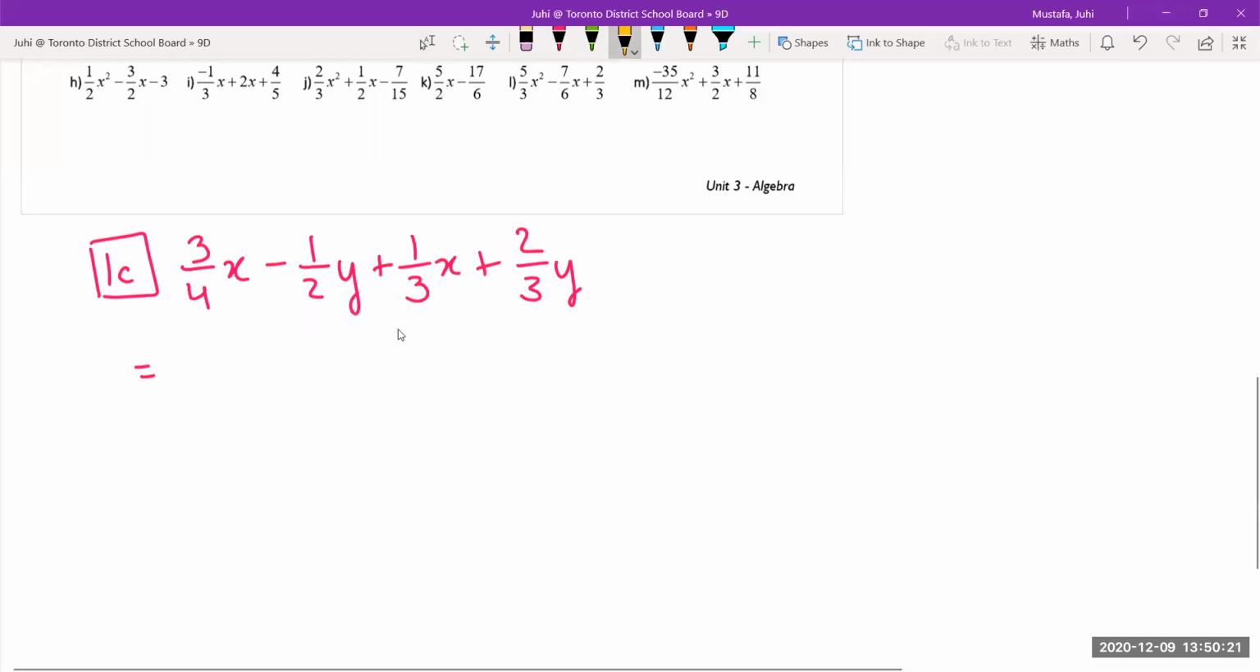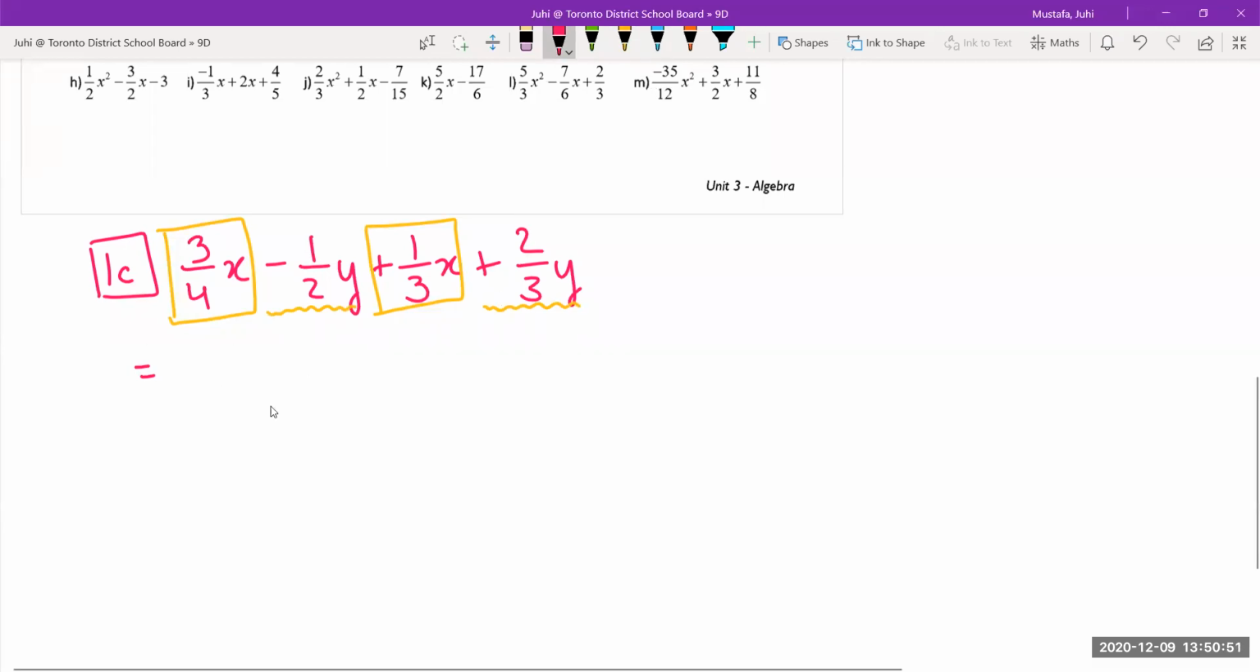So what we're going to do is we're going to identify the like terms. And remember, a like term is something that has the same variable and the same exponent. So you're going to identify 3 over 4x, and the like term to that is going to be 1 over 3x. And feel free to answer these in the chat because I have it open and I'm going to follow along so you guys can use that to let me know what you're thinking of the answer. And then I have negative 1 over 2y, and that is similar to 2 over 3y.